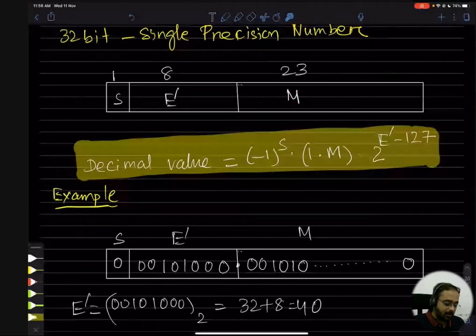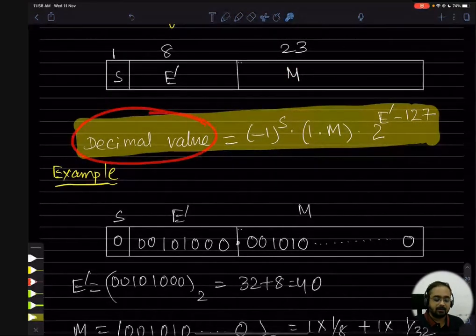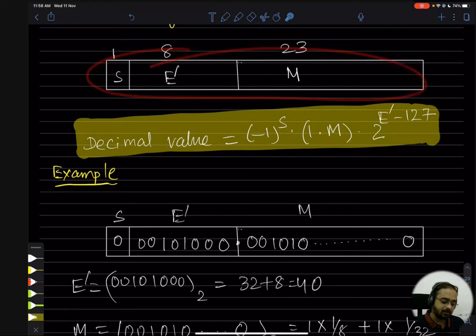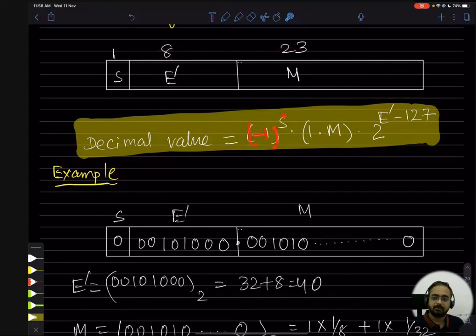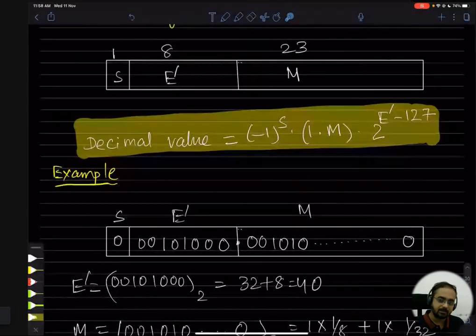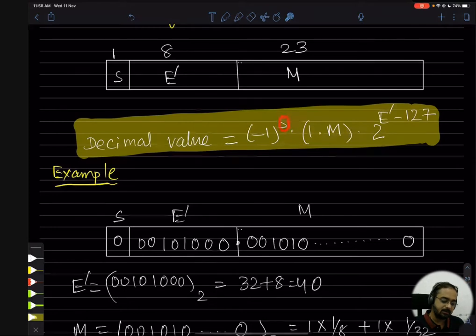How to calculate the decimal equivalent of this binary number? Just do minus 1 to the power S. What is that? S is the sign bit, so the S value can be 0 or 1. If S is 0, this value will be 1, that means positive. If S is 1, this value will be minus 1, that means it is a negative number. This concept is clear.